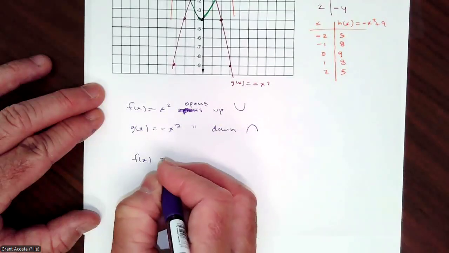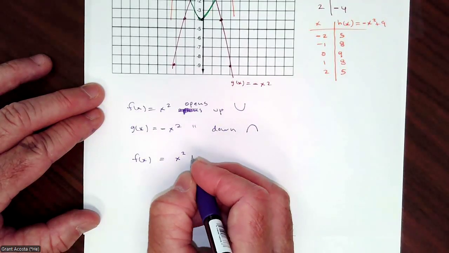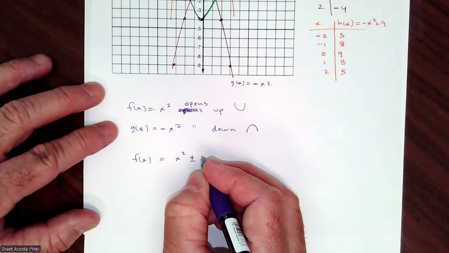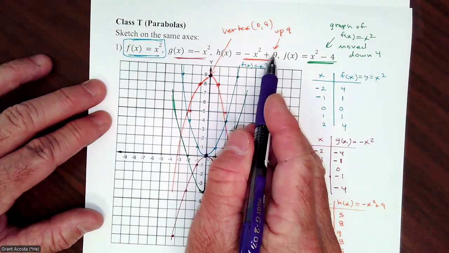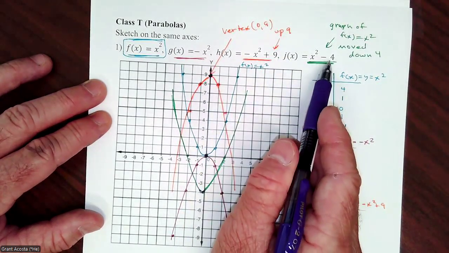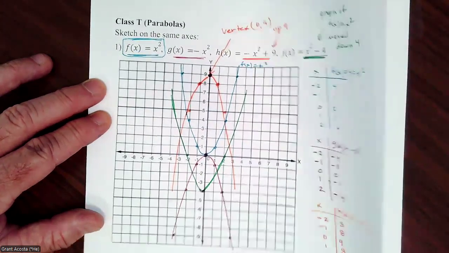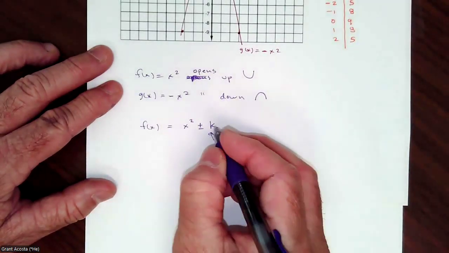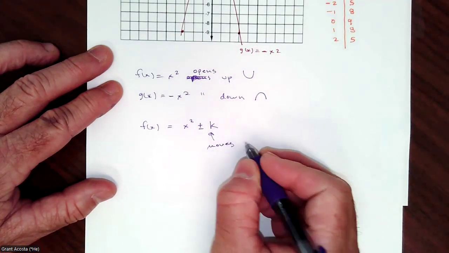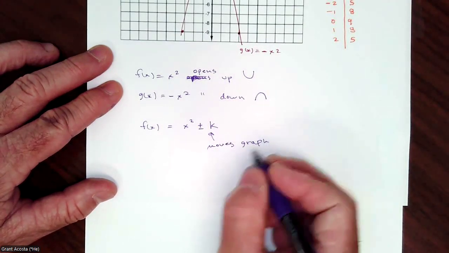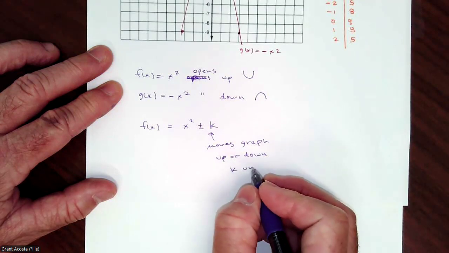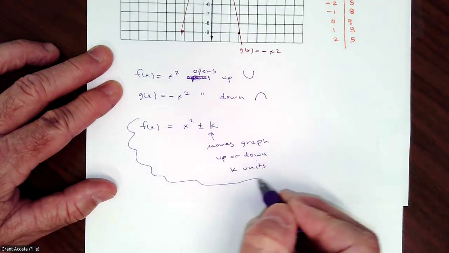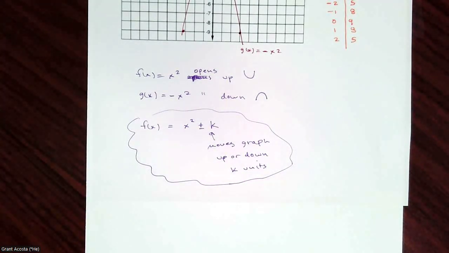If I've got a function where it's, let's say, x squared plus or minus some number at the end, like k, what we learned from the last 2 examples is if you're adding something, it's going to move the graph up by that amount. If you're subtracting something at the end, it's going to move it down. So this right here moves the graph up or down k units. So we're going to kind of build to the general formula for a parabola.